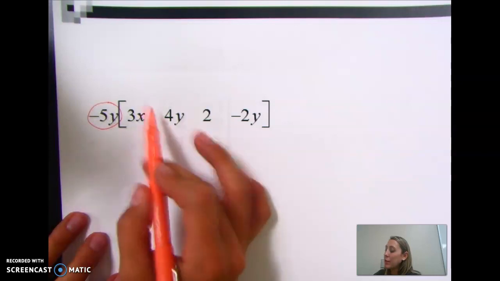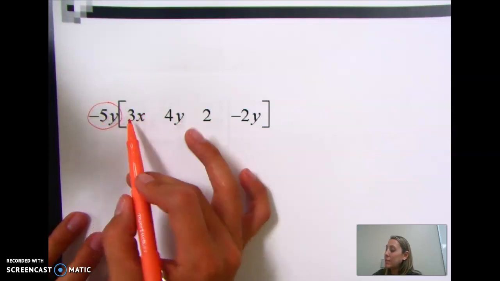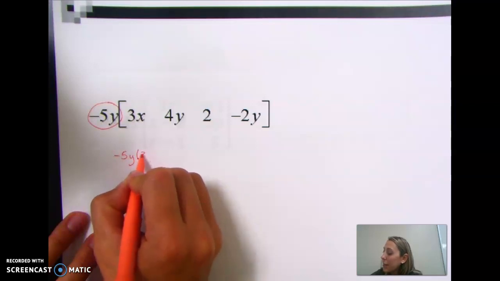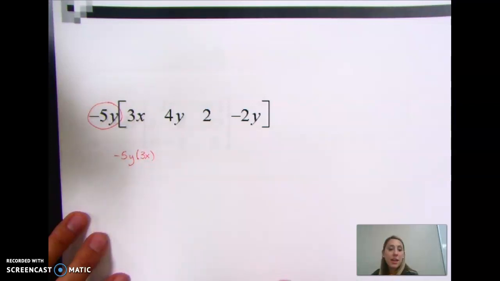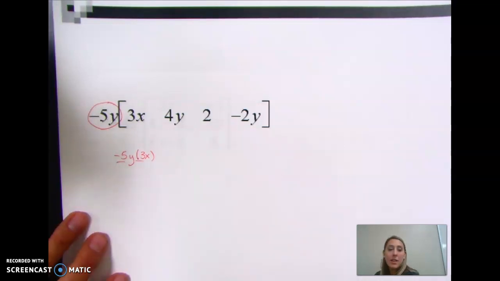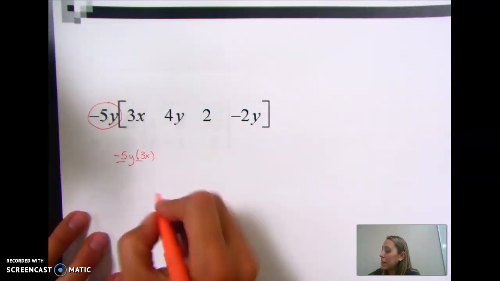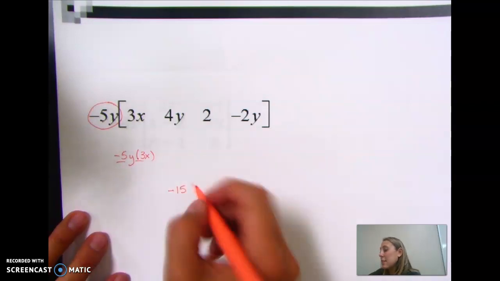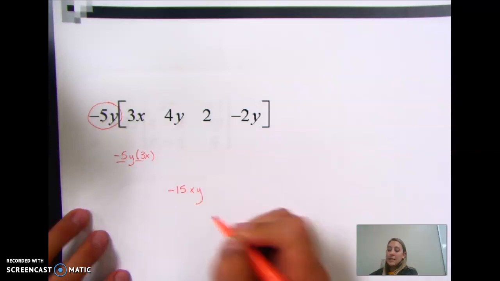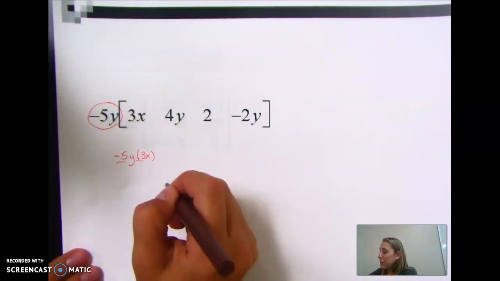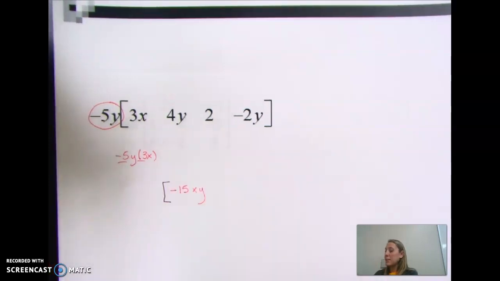So how I'm going to write this out, negative 5y times 3x. When we're multiplying things with variables, the first thing we can do is multiply the coefficients. So I'm going to get negative 15. And then y times x is just xy. Typically, you're going to write those in alphabetical order, but it's multiplication, so it doesn't really matter. So I'm going to go ahead and start my matrix.